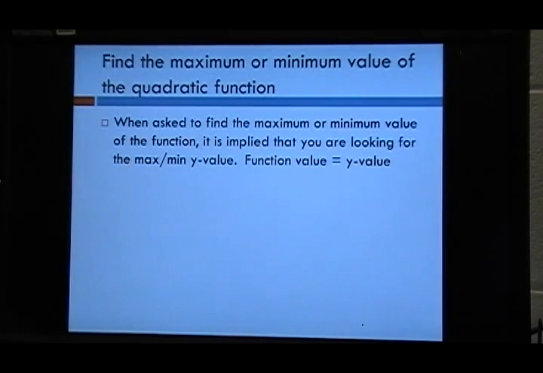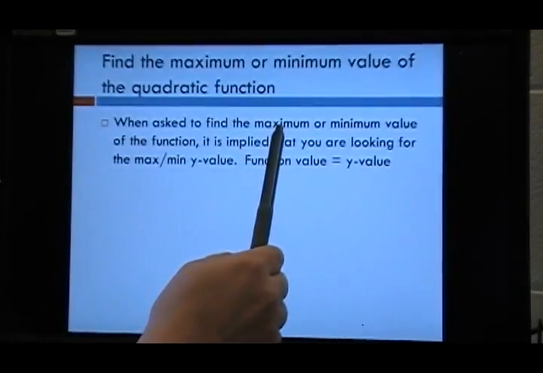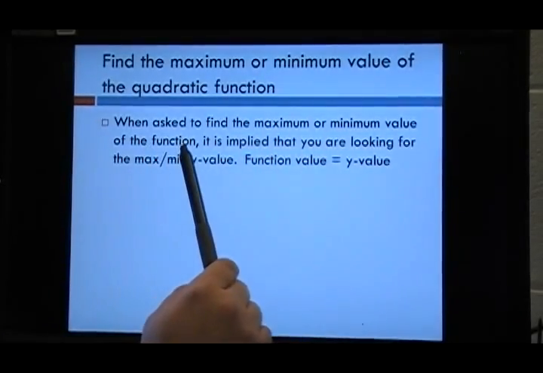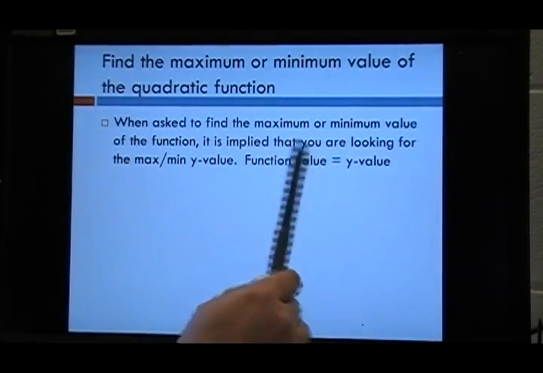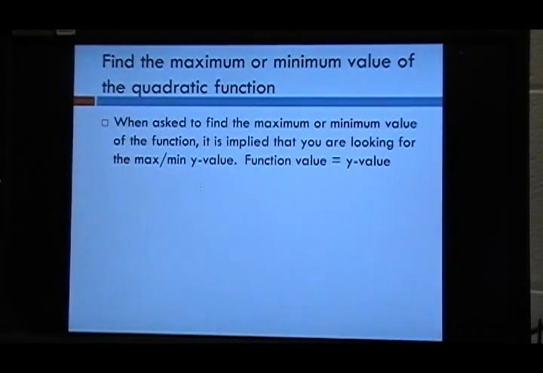Another thing that we can do when we're working with quadratic functions is look for a maximum or a minimum function value. Anytime you are asked to find the maximum or minimum value of the function, it's implied that you're looking for the maximum or minimum y value. That's going to be important as you're going through this. When we're talking function value, that's the y value, because the function value is the output, and the output is the y value.